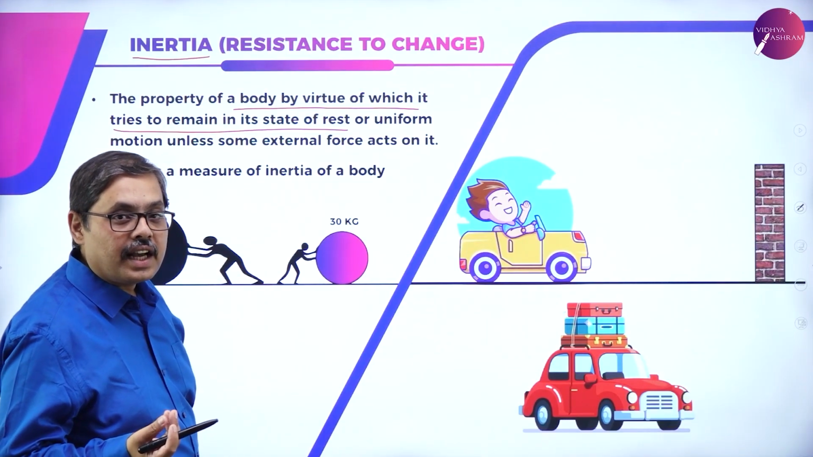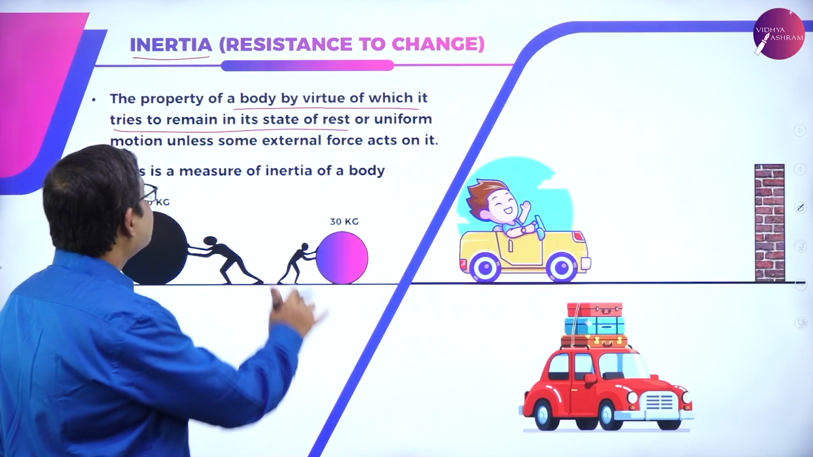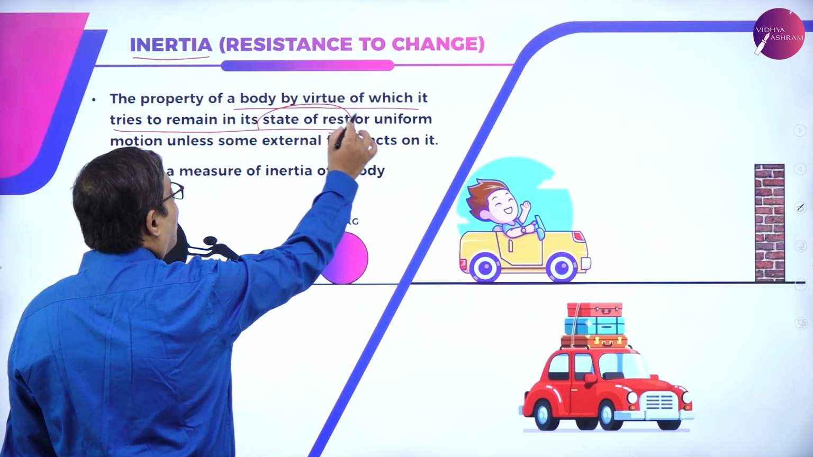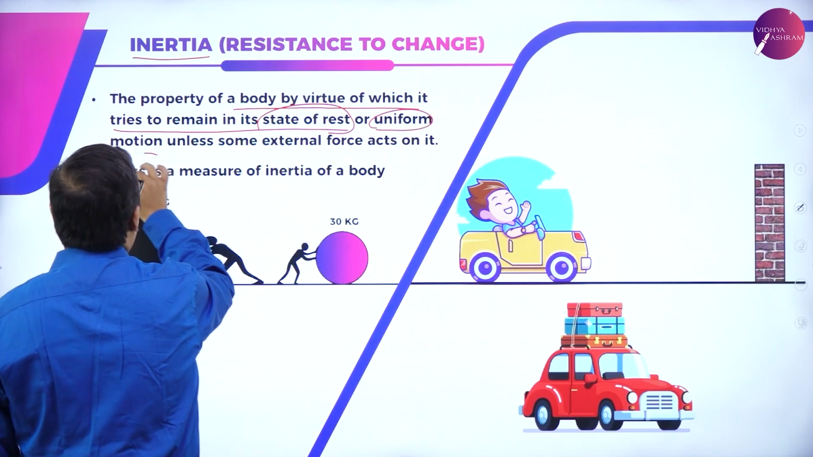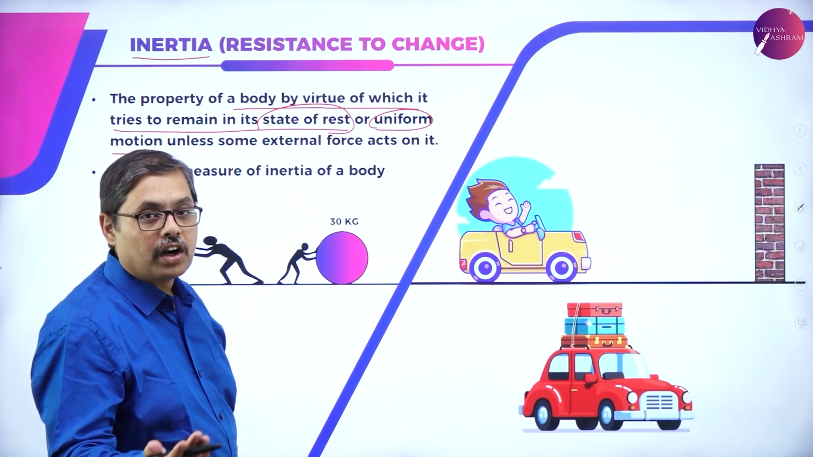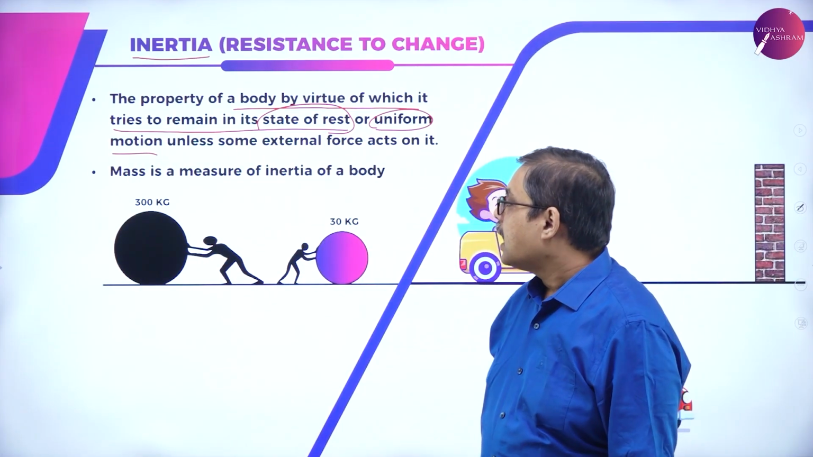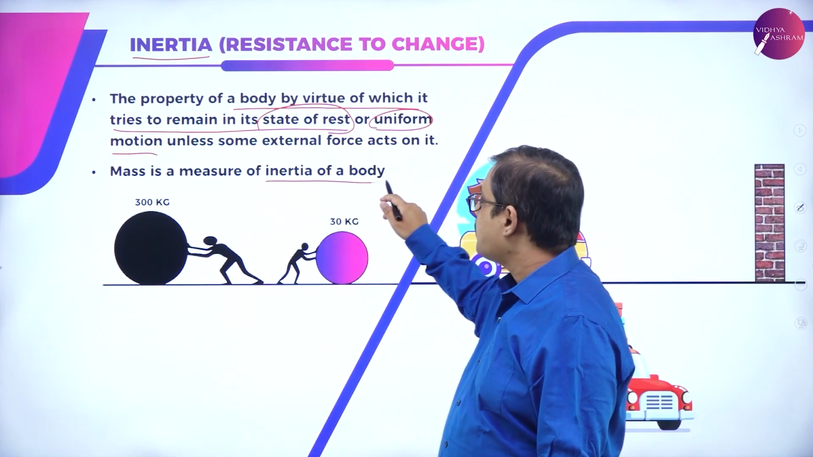So, what is inertia? The body prefers to stay in the state of rest or in the state of uniform motion unless an external force acts on it. This is called inertia. What is the example? A mass is a measure of inertia of a body.